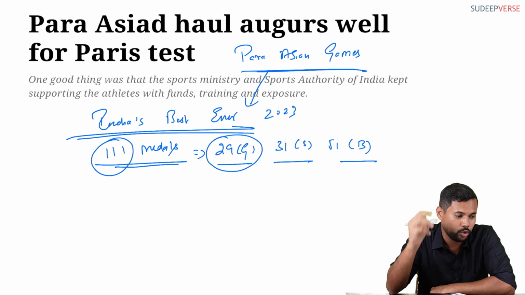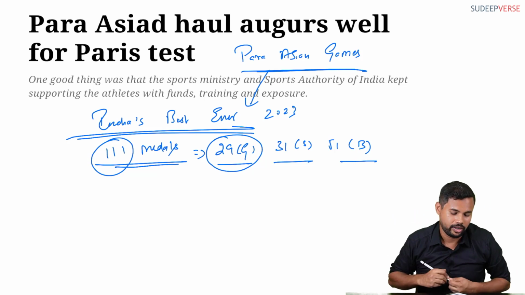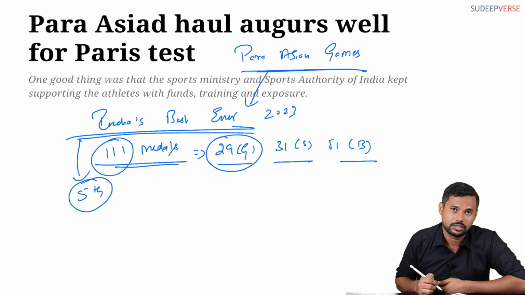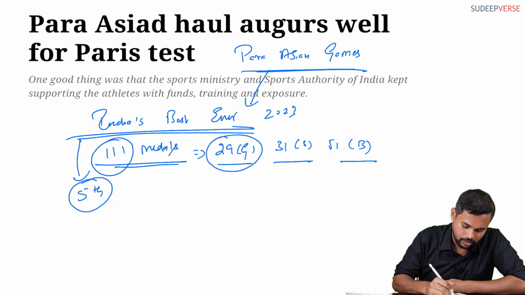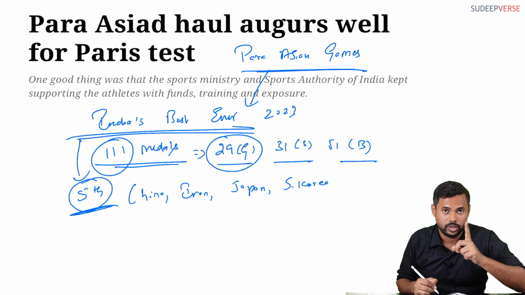The next are two important stats that have a chance of being asked. One, India has finished 5th in the overall rankings in the Asian Para Games. The 5th, after China, Iran, Japan and South Korea. Okay, and India comes 5th. That is one thing that you should know.